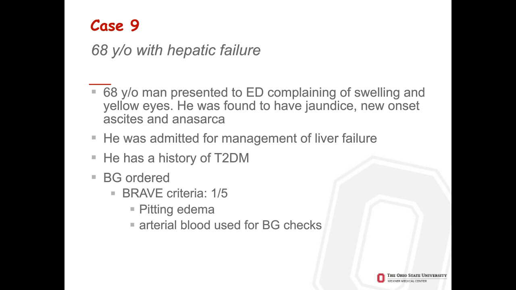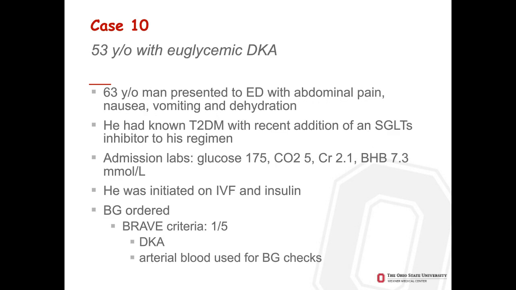Case 10 is our last example. This is a man who was admitted with euglycemic DKA. He is a 53-year-old man who presented to the ED with abdominal pain, nausea, vomiting, and dehydration. He had known type 2 diabetes with the recent addition of an SGLT inhibitor to his regimen.